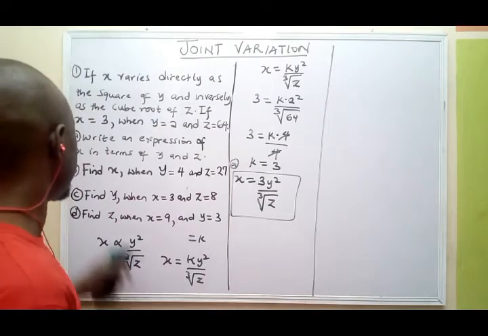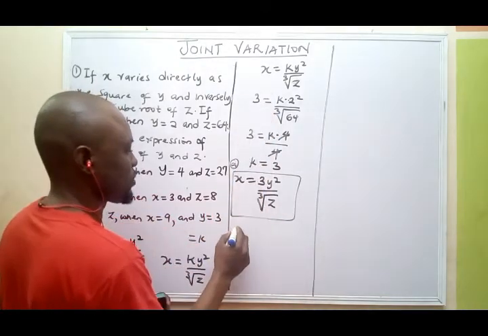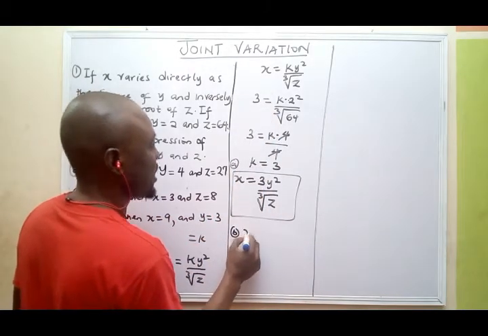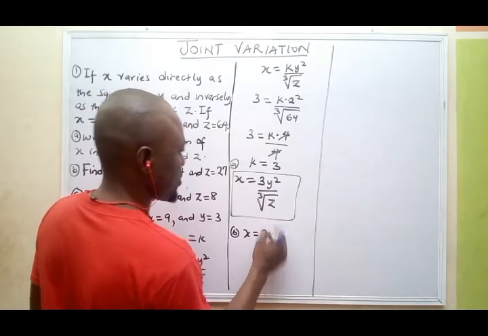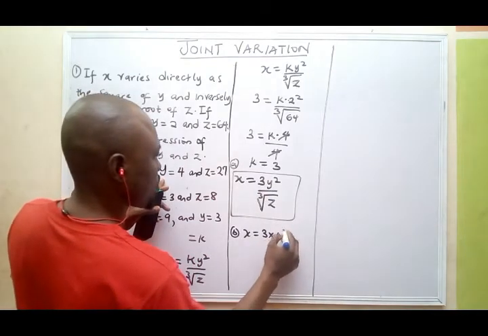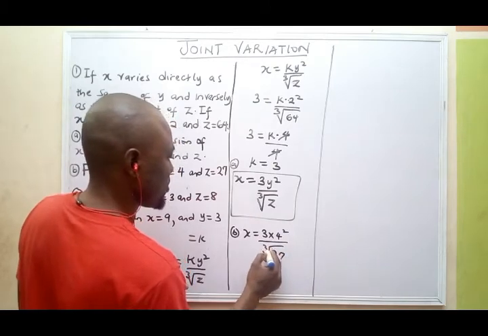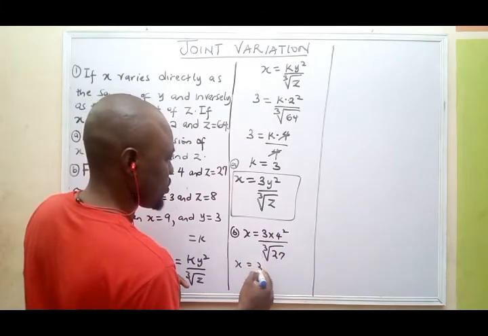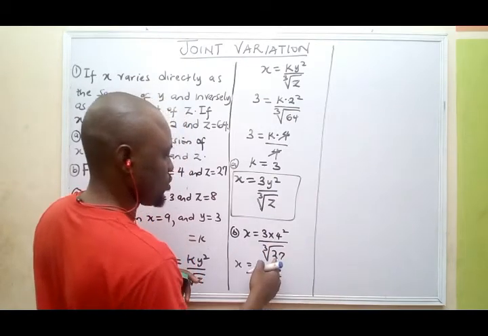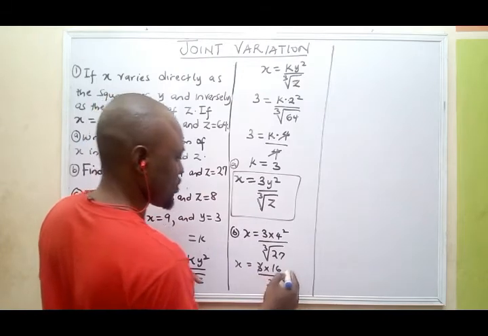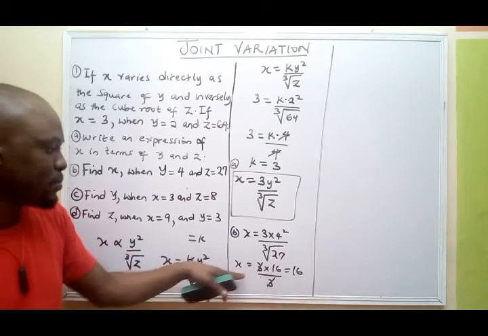The b part says find x when y is 4 and z is 27. So I'll come to this expression. I want to find x. I have 3 times y, which is 4 squared, over z, which is the cube root of 27. So x will be 3 times 4 squared, which is 16, over the cube root of 27, which is 3. 3 over 3 cancels, so x is 16. So the b part, x is 16.